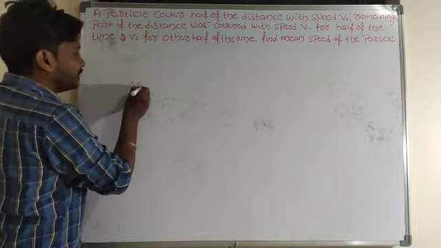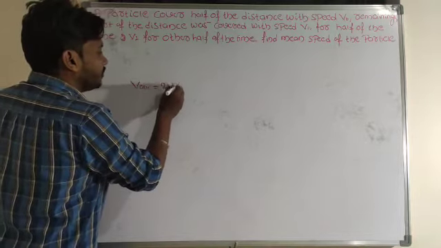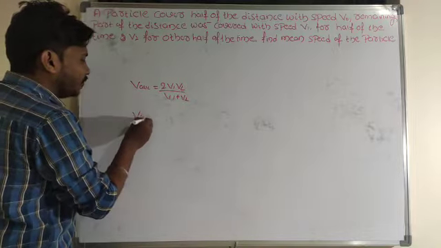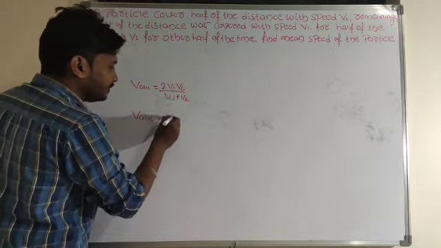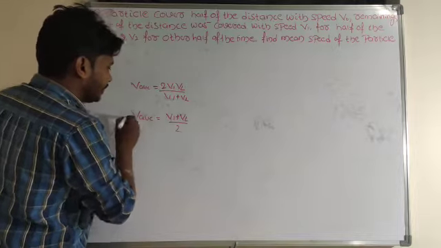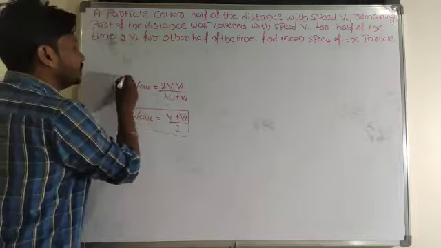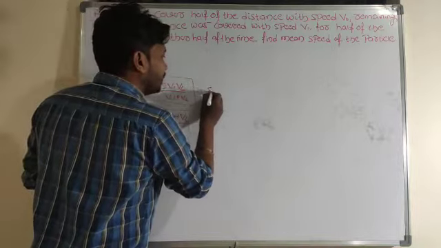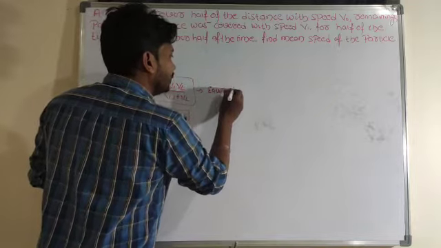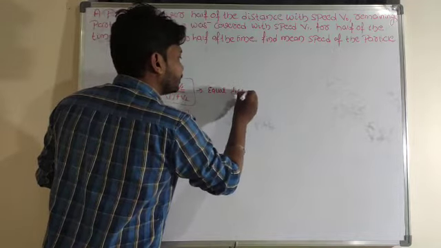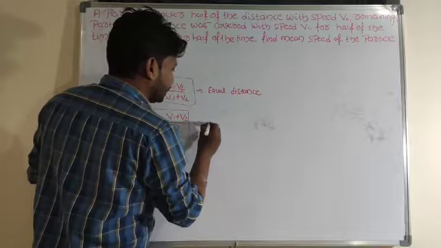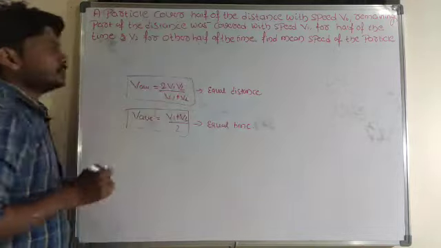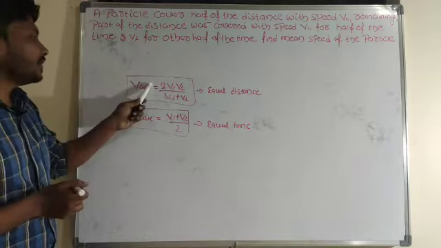So V average is equal to 2 times V1 into V2 divided by V1 plus V2, and one more equation for average speed is V1 plus V2 divided by 2. This equation I need to apply if an object covers equal distance, and this one is for equal time. So these are the equations for average speed for different cases.